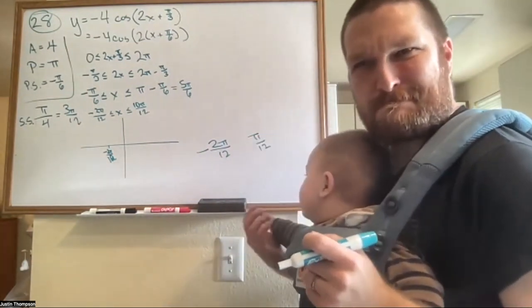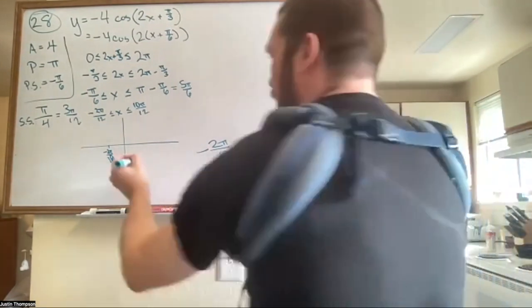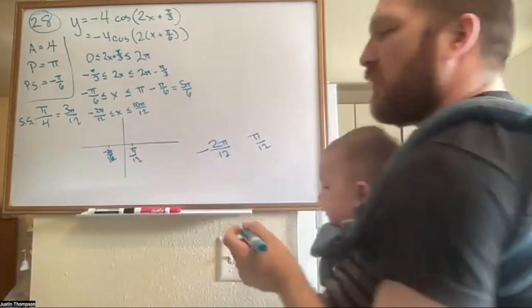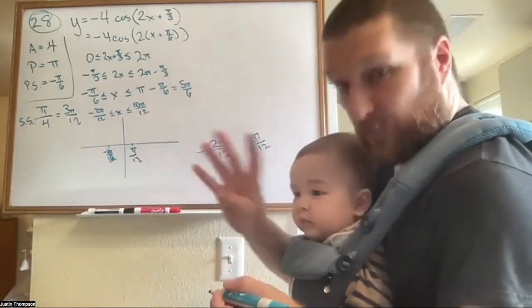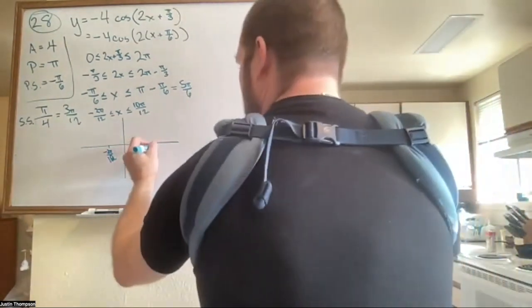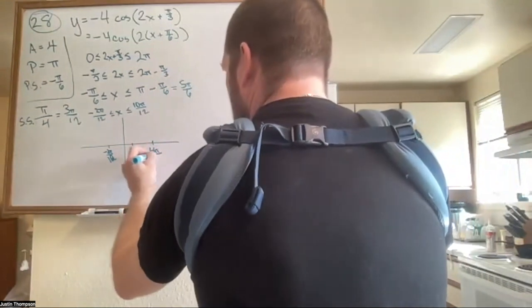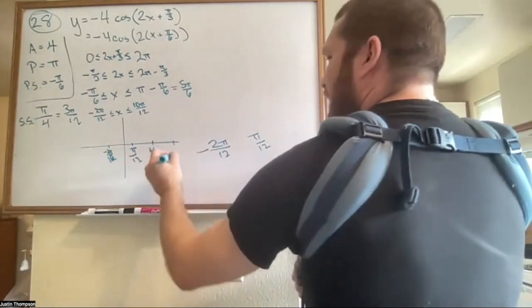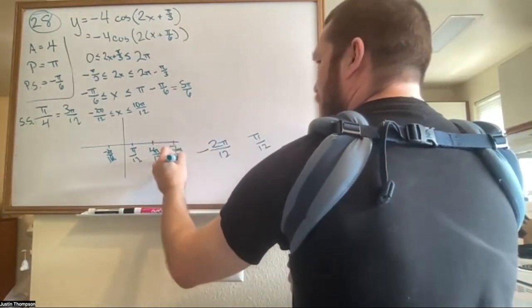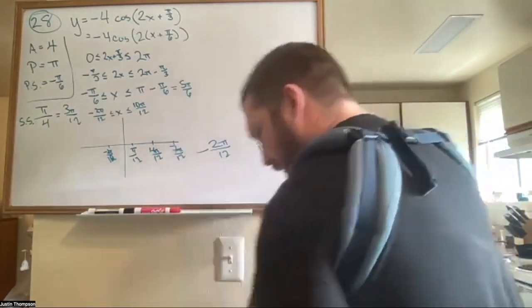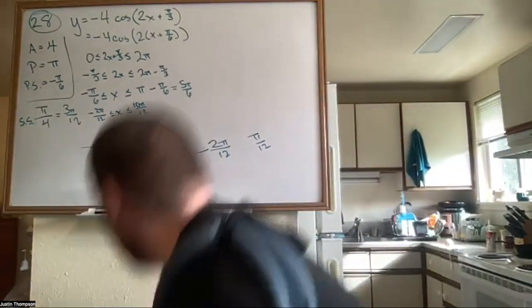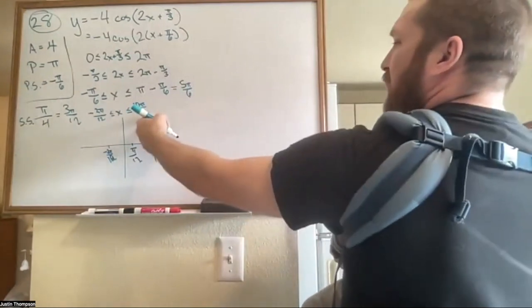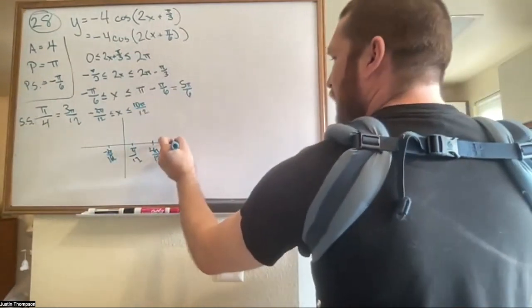Right? Yeah. So 1 pi over 12. 3 more should be 4 pi over 12. 3 more should be 4, 5, 6, 7 pi over 12. 3 more should be 10 pi over 12.